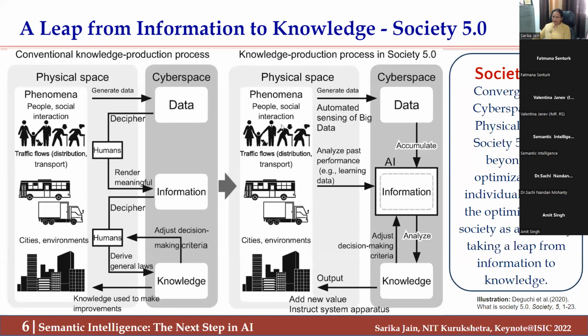So you could see very well, again, the data is generated into the cyberspace. It is automated sensing of big data. The data is accumulated. We analyze the past performance, that is learning is there, and we say that the information is achieved. You analyze the information, we say we get the knowledge, and the feedback loop can always be there to adjust the decision making criteria, and the final output adds value to the physical space. It adds new value, it instructs the new operators and so on. So this is what is today's society. We are looking forward to Society 5.0.